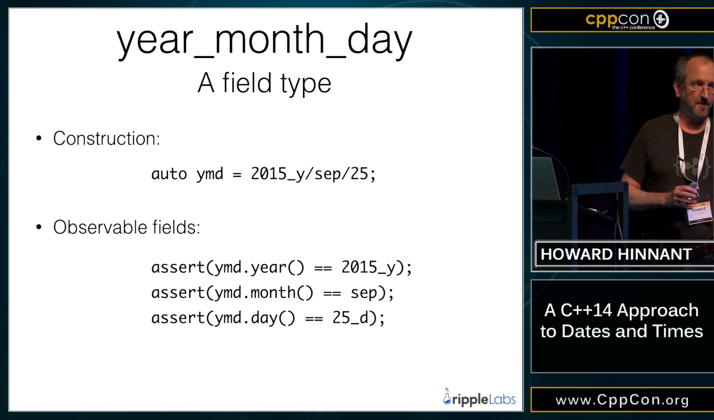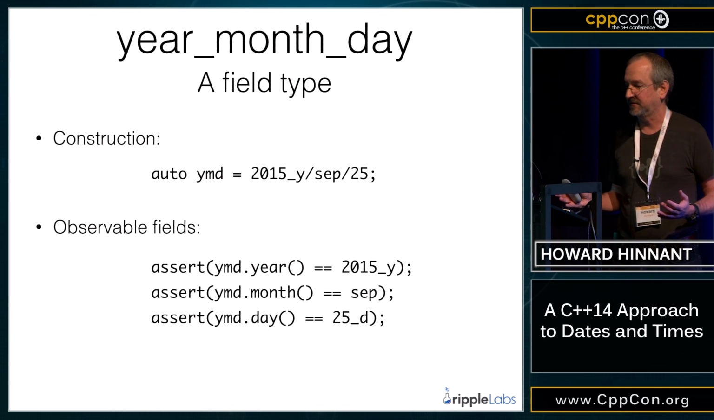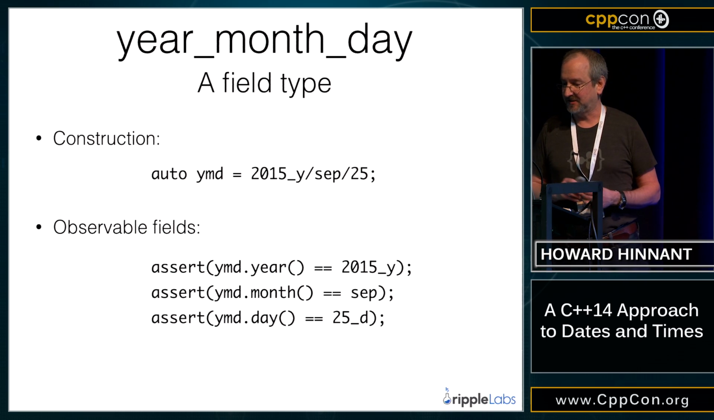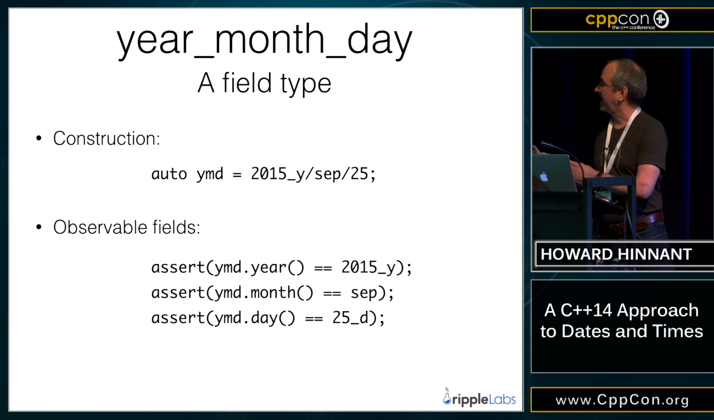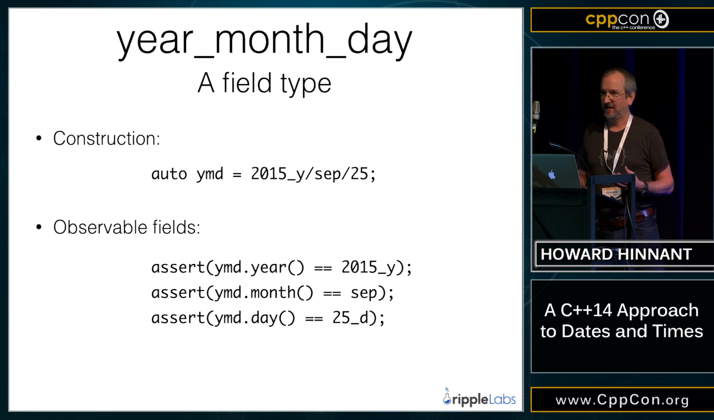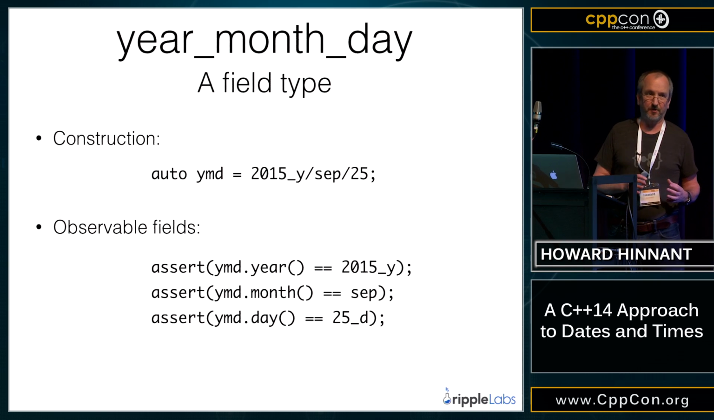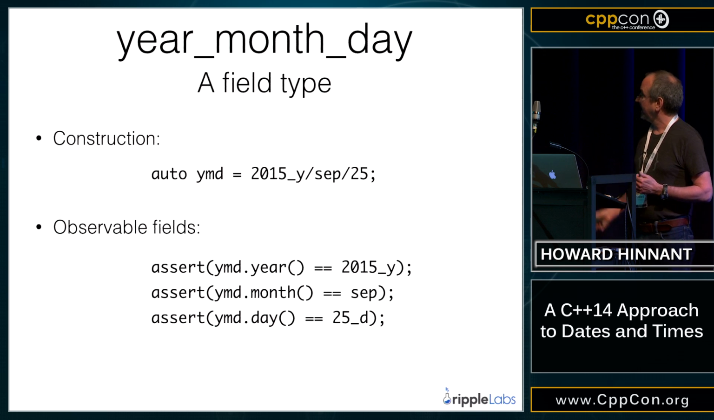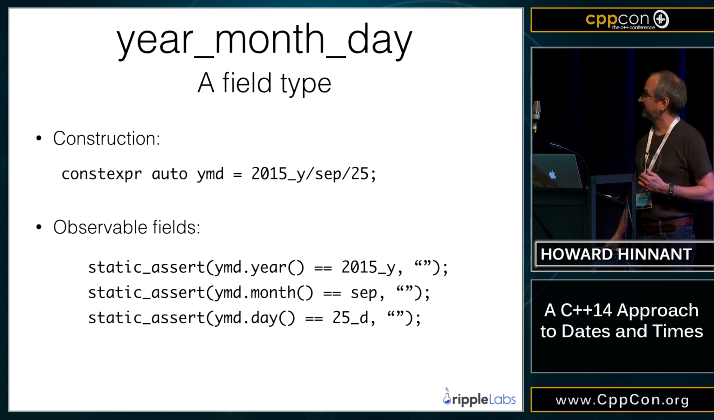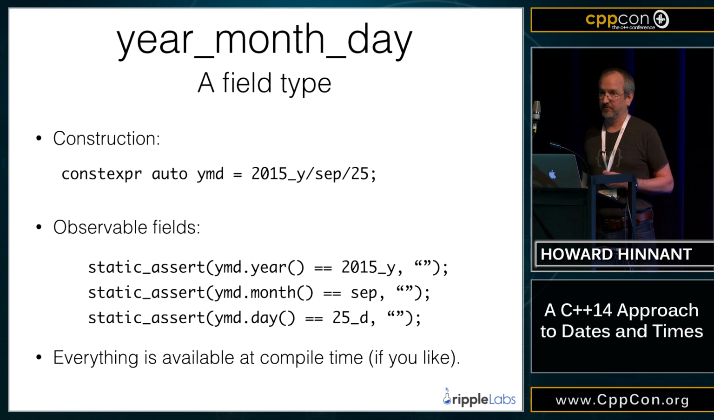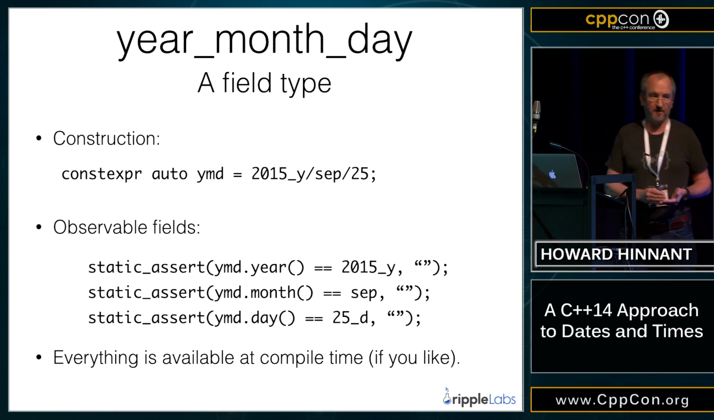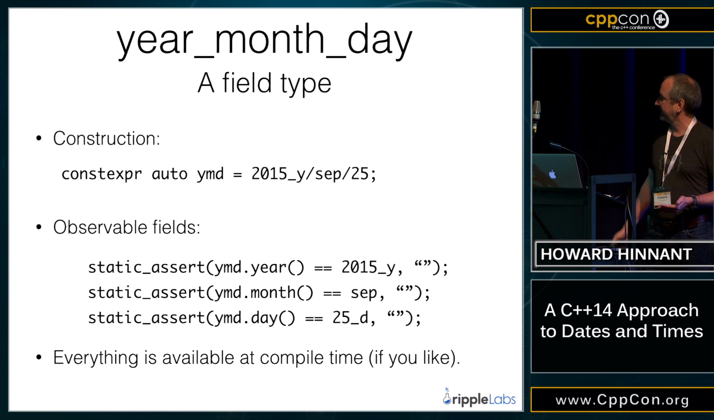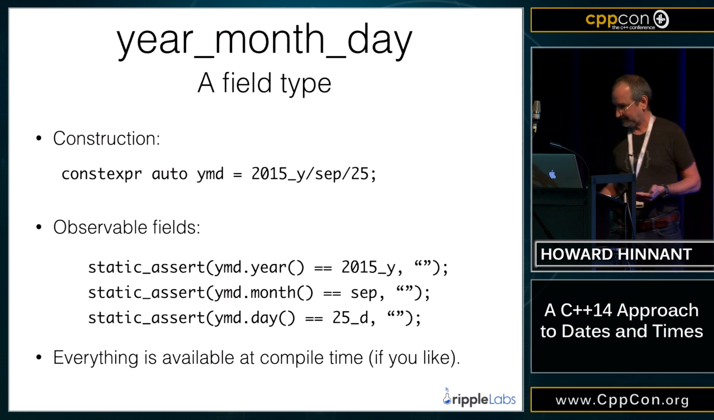So there's no date computation going on when you construct a year_month_day. It's got observable fields, so what you put in, you can easily get out. So it's very simple, very predictable, and very efficient. It's actually doing nothing, but that's useful. And of course, all of this is observable at compile time. If you want to make a constexpr year_month_day, and static assert what your fields are, that's all very doable. Everything is available at compile time.